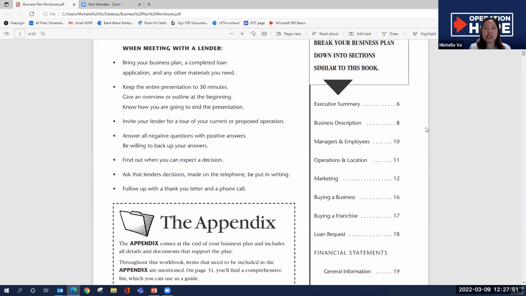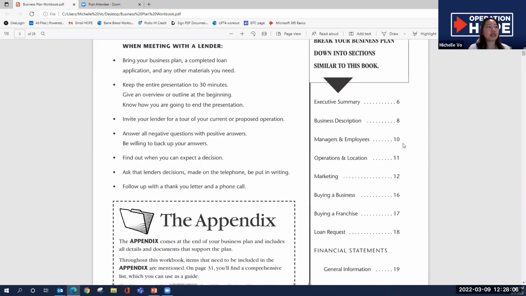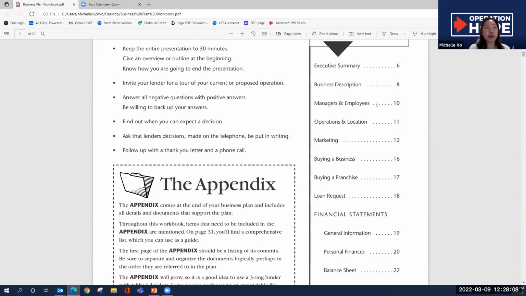That is because that will be your bare minimum to have something ready to present to your investor and also your lender if you try to obtain a loan from them. In this workbook, they also talk about the managers and employees section: how do you manage your employees, how many employees you have, who the managers are. Basically the operation of your company.